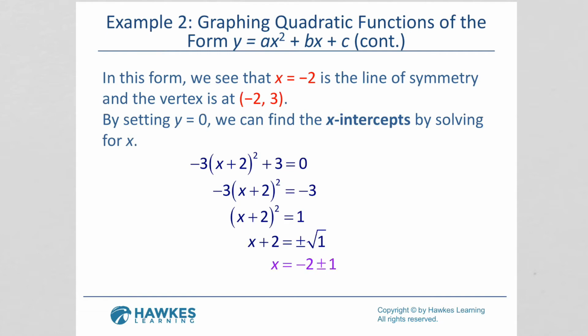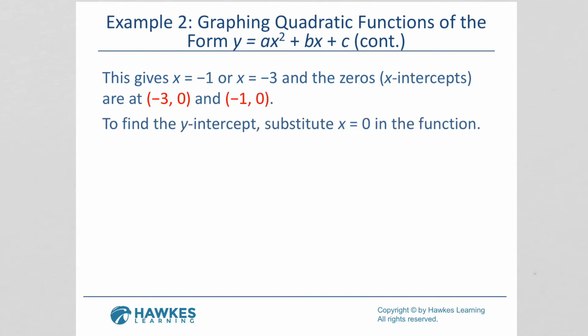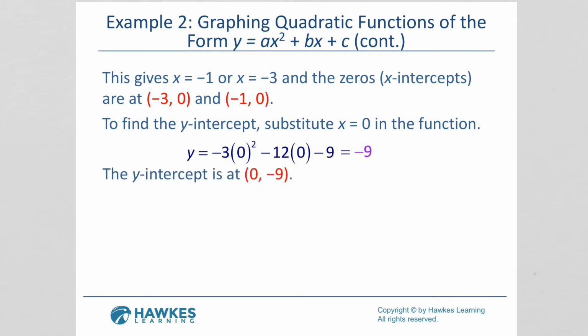So x is equal to negative 2 plus or minus 1. So I subtracted 2 and evaluated the square root of 1 there. This gives x equals negative 1 or x equals negative 3. So our x-intercepts are negative 3, 0 and negative 1, 0. To find our y-intercept, we're substituting x equals 0 into the function. y equals negative 3 times 0 squared minus 12 times 0 minus 9 ends up with y equaling negative 9. My y-intercept then is 0, negative 9.